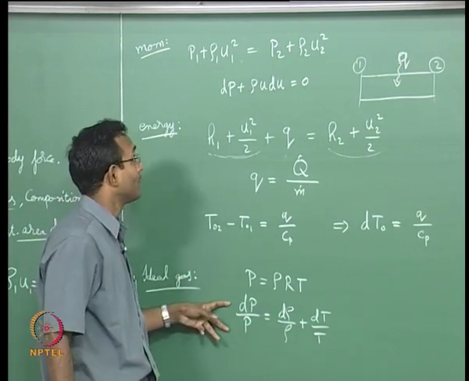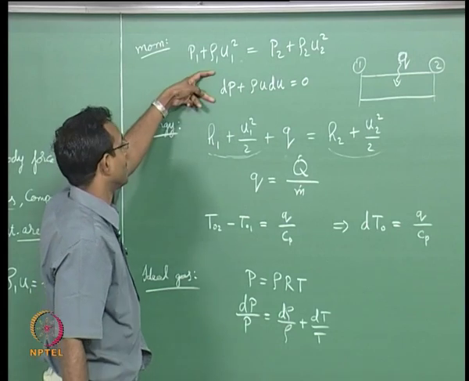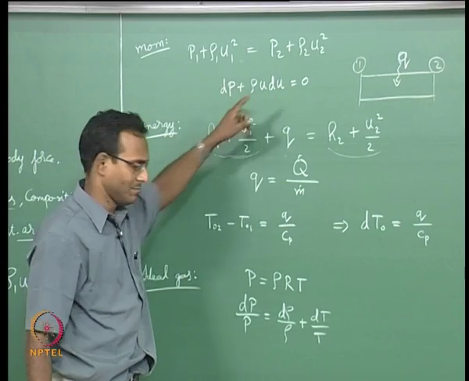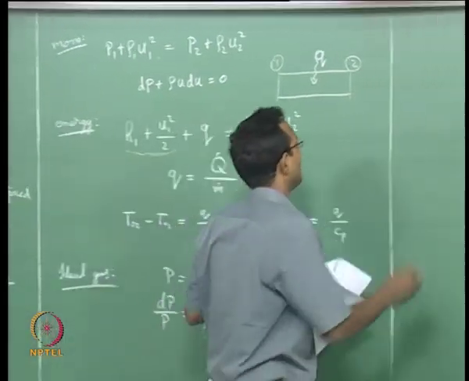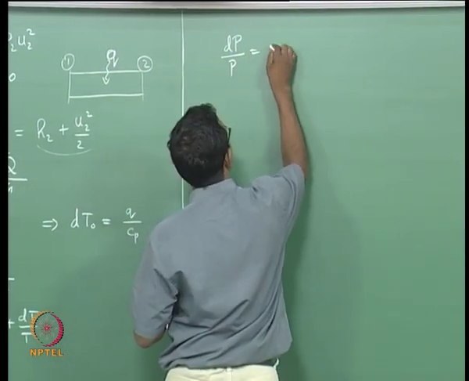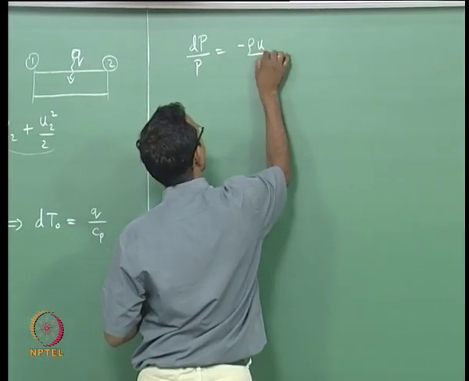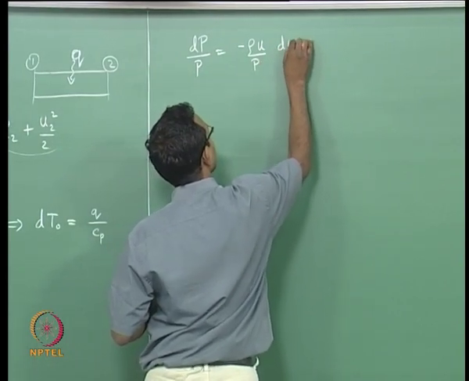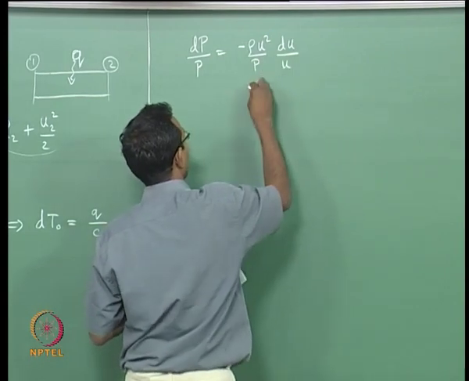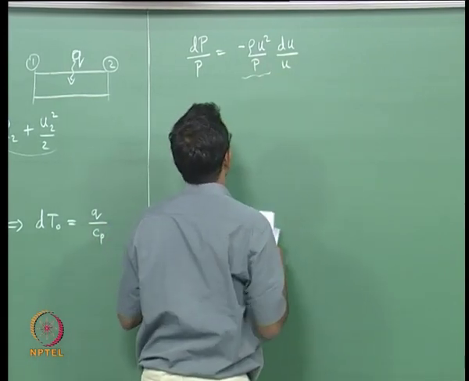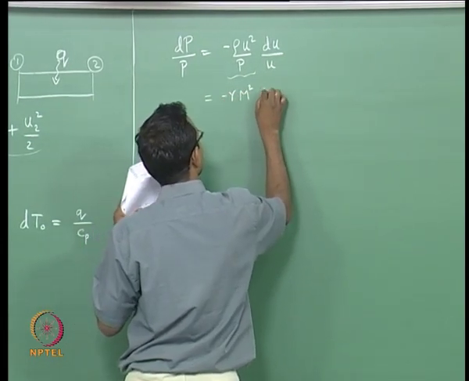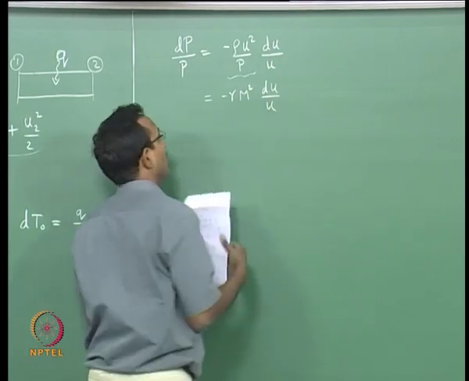And now I can go and look at this momentum equation. I can get a dP by P from here in terms of dU by U. We did this last time. I will just go through it a little fast. dP by P is equal to minus rho U by P dU. Now I will put U square by U here. So this is the term I have. Now I want to express this in some other way. We know that this is going to be equal to minus gamma M square dU by U. How do I know that?